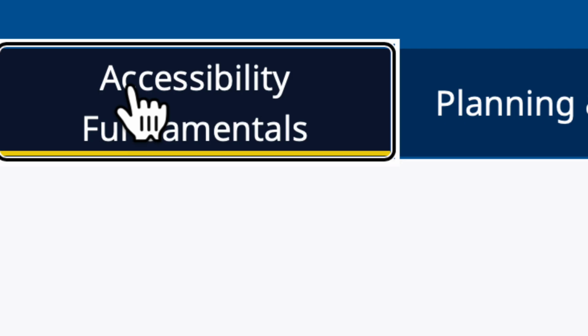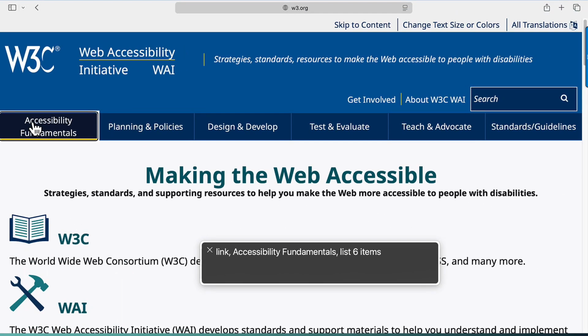Now what I want to do next is start jumping through the headings, and I'm going to do that the quick way with VO key Command H. You might be thinking, Stefany, why is the screen reader saying first heading, heading level 1, Web Accessibility Initiative Home, but it is not focused on any heading?